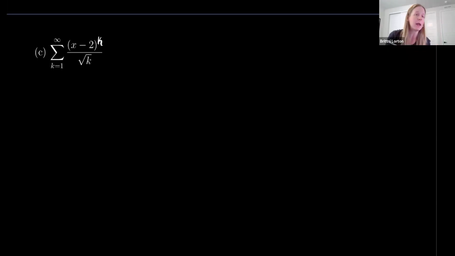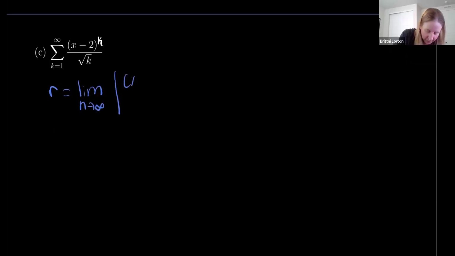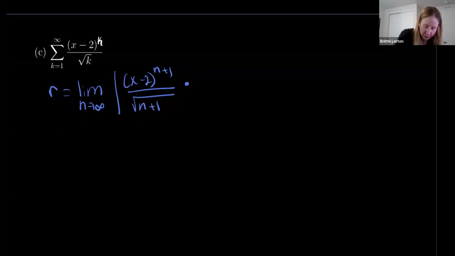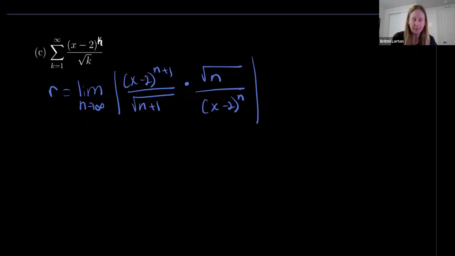So I have the sum from k equals 1 to infinity of (x minus 2) to the k over the square root of k. Let's do the ratio test. When in doubt, let's do the ratio test. It's always going to help you. So my r is going to be the limit as n goes to infinity of the absolute value of, first replace all of those k's with n plus 1, then divided by, replace all of those k's with n, and you know dividing by a fraction is the same thing as multiplying by the reciprocal.